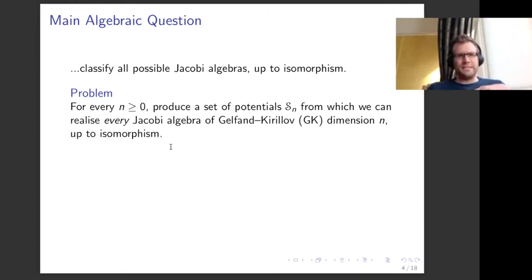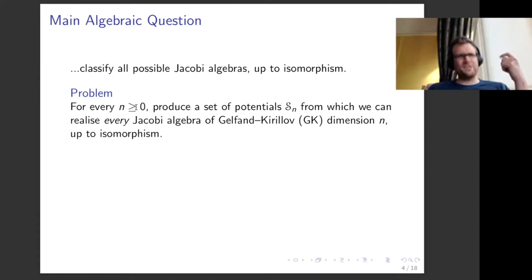So for every n bigger than or equal to zero, I want to produce a set of potentials, these elements, from which we can realize every Jacobi algebra of that fixed GK dimension up to isomorphism. And in particular, if you plug in n equals zero, what I'm asking is to produce a set of potentials which realizes every finite dimensional Jacobi algebra up to isomorphism. And so this is quite an outrageous question.